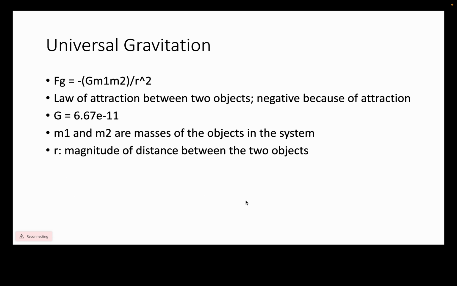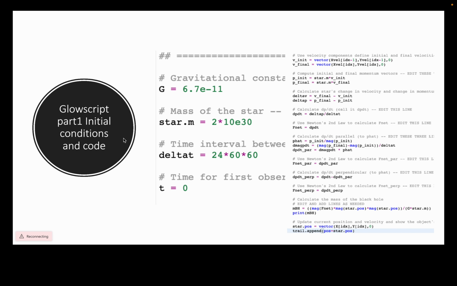It's also universal gravitation that we use to find a lot of the forces in this lab, as it is a system of two objects and a black hole. The equation looks like this: F equals negative G times m1 times m2 over r squared. This is negative because of the law of attraction of two objects, so it's an attractive force. G is the gravitational constant, m1 and m2 are the masses of the objects in the system, and r is the magnitude of the distance between the two objects.